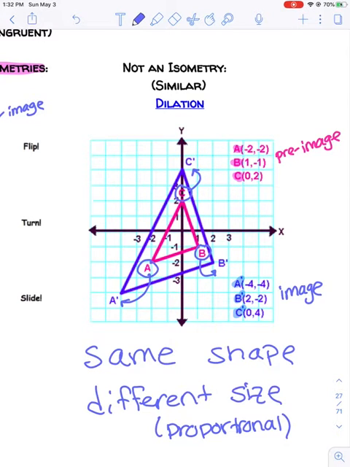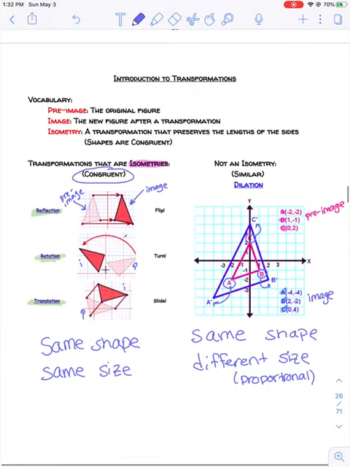It was a stretch. They stretched the pink figure. B turned into B prime, and C turned into C prime. The new triangle has a proportional relationship, but it's the exact same shape. The angles are all the same. The sides have a proportional relationship, but they're not the exact same size. So three isometries: reflection, rotation, translation. One transformation that's not an isometry would be the dilation.